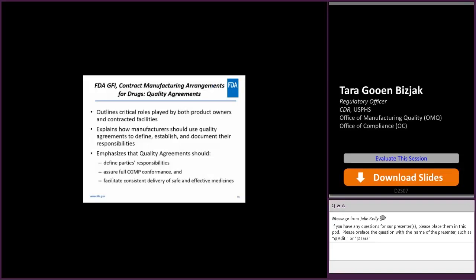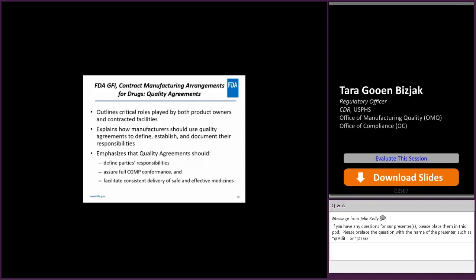In 2016, FDA published a guidance for industry on contract manufacturing arrangements for drugs, focusing on quality agreements. It outlines the critical roles played by product owners in contracted facilities, explains how manufacturers should use quality agreements to define, establish, and document their responsibilities, and emphasizes that quality agreements should define parties' responsibilities, assure full CGMP conformance, as well as facilitate consistent delivery of safe and effective medicines. I encourage you all to take a look at this guidance. There's a lot of good information in there.